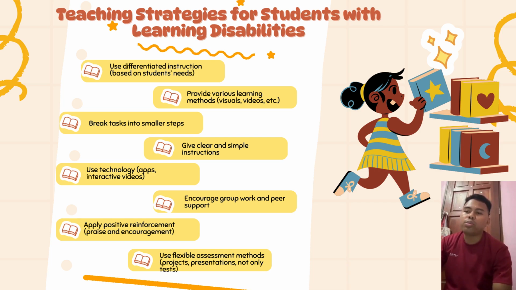After that, group work and peer support can also help students. When students work together, they can learn more from each other and build social skills. Positive reinforcement is another key strategy. Praising students for their effort, even if the result is not perfect, helps to build confidence and motivation.